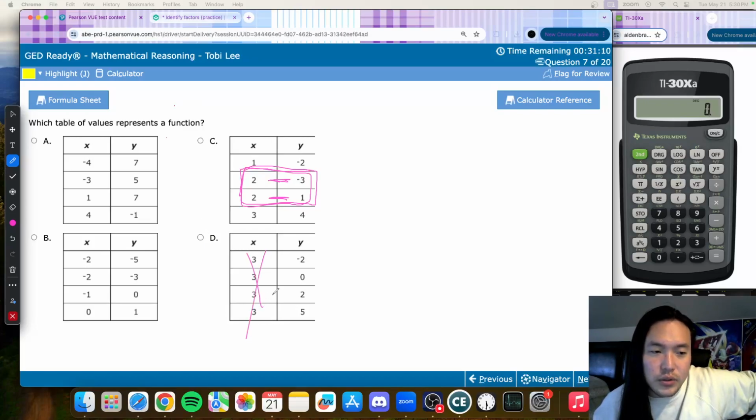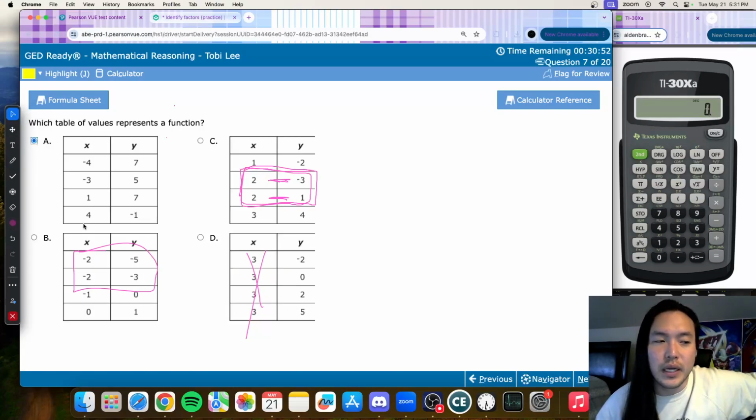Yeah, so here D is also wrong. Here we have four 3s, and they all have different outputs. This literally breaks the definition of a function. And then B also has the same issue here. We have -2 twice for x, and they give us different numbers. That's wrong. The correct answer here is absolutely A.